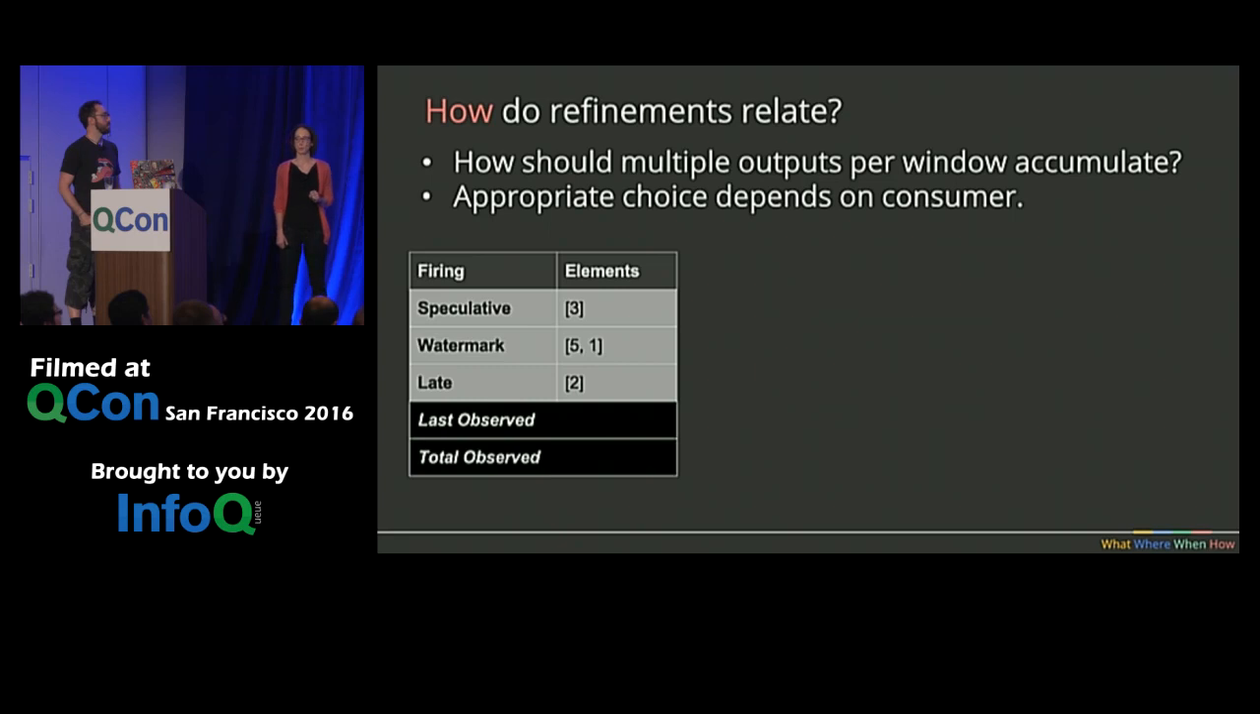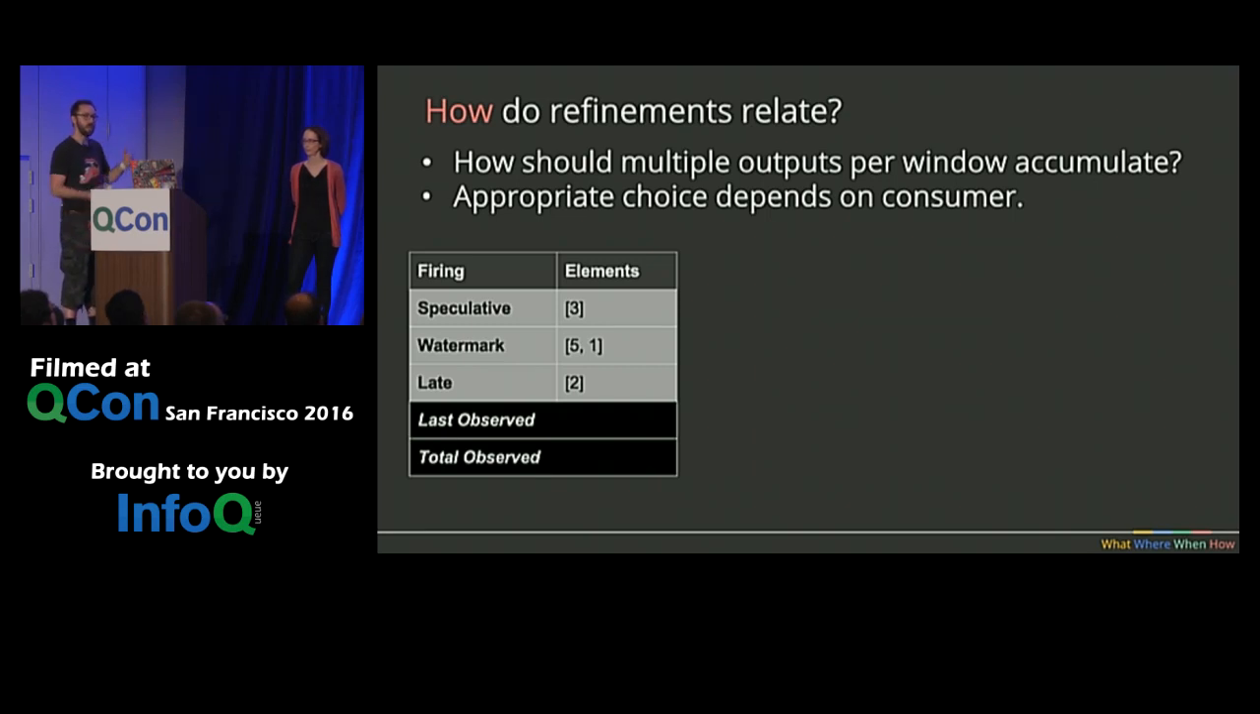And that brings us to the final question in the model. So this last question: how do these refinements relate? In order to walk you through the different options we have here, we're going to have a little example on the table. So the idea with this table is we're going to imagine that we're getting 4 elements in that we're going to process. So that's what the 3, the 5, the 1, and the 2 are.